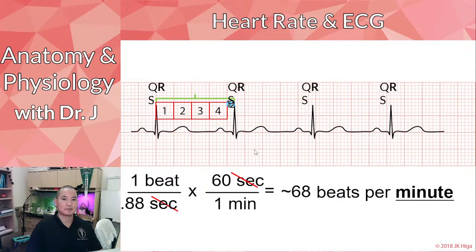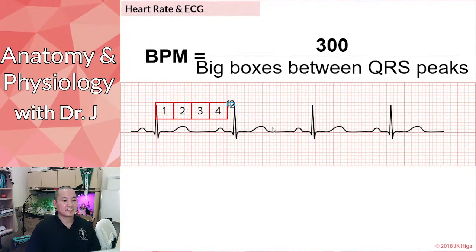So that's how you go from an EKG to get your heart rate. The way I like to think about it is that you can actually derive this formula yourself if you like algebra. But what you can do is just take the number of big boxes between the QRS peaks, and then take 300 divided by the number of big boxes, and that gives you your beats per minute.